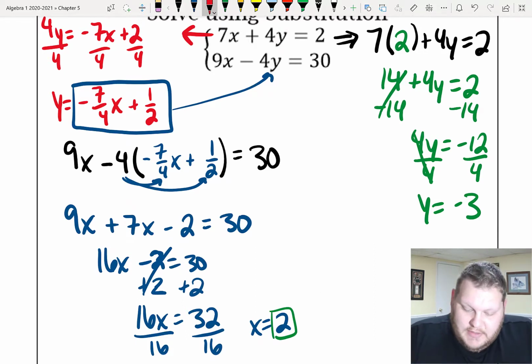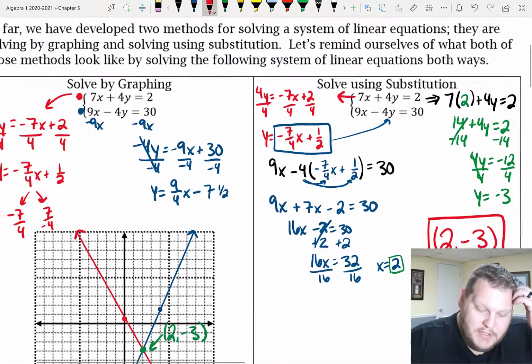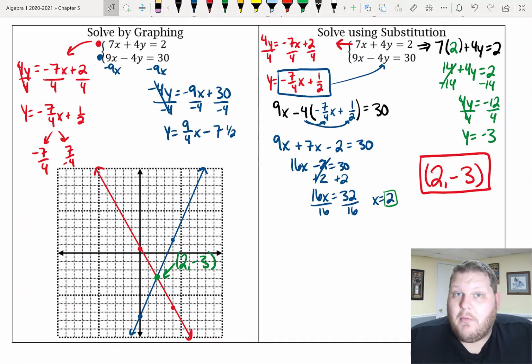Which is good because that tells me 2 comma -3, x comma y, should be my solution, which matches what we got for solve by graphing. So that means we probably did something correctly. 2 comma -3 is my correct solution.